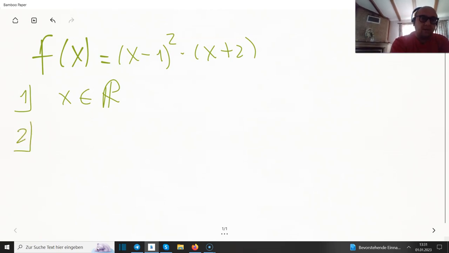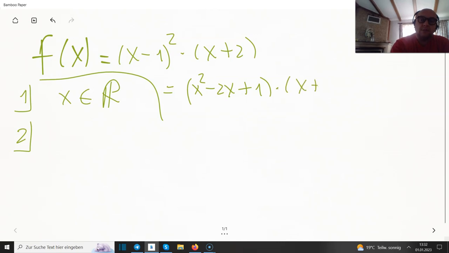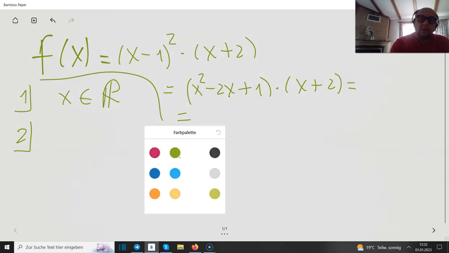Number two is symmetry. What kind of symmetry could we have here? Well, it's maybe not so obvious. Maybe it's better for us to multiply it out first and then see what's happening. So we have x squared minus 2x plus 1, the binomial formula, times x plus 2. What's happening next? We're multiplying it out.